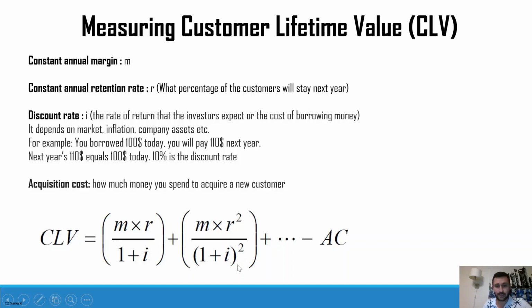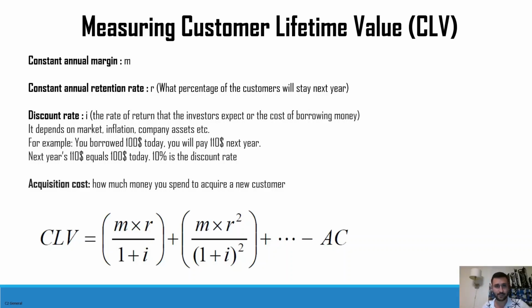And while calculating the net present value of the money you will collect in the second year, you need to divide by (1 plus I) to the power 2, because 2 times your money will lose some value. Based on the years of your customer's lifetime, you need to continue this calculation and subtract the amount of acquisition cost, because that's the money you spend on the first day to acquire that new customer.